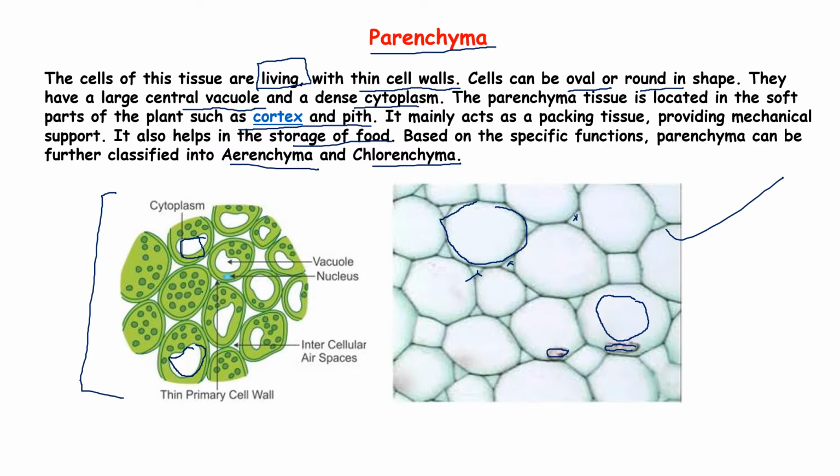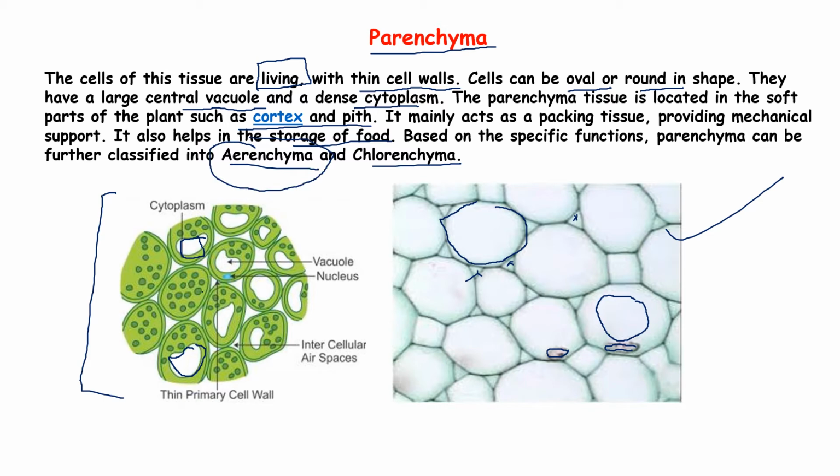They may have a mechanical role, but mainly the mechanical support is provided by other types of tissues. They rarely have mechanical support, but they are used as a packing tissue, and they help in the storage of food in case of plants. And then they may also perform different functions. For example, in some plants, mainly in case of hydrophytes, they store gases, and they provide buoyancy to the plant, and as such they are known as aerenchyma.